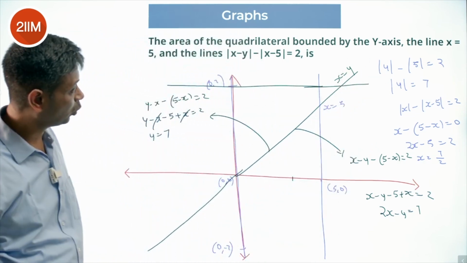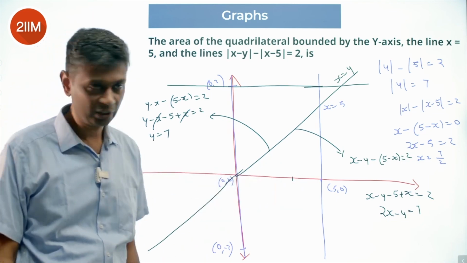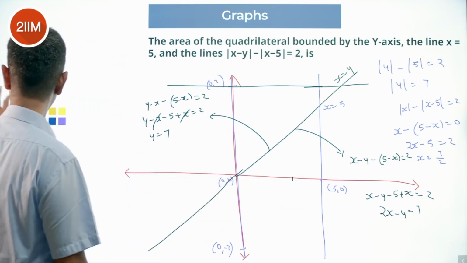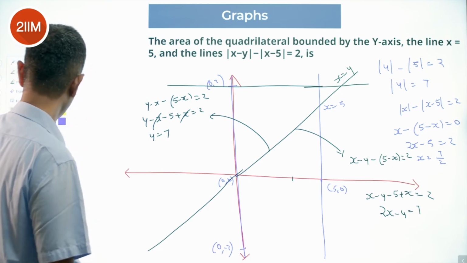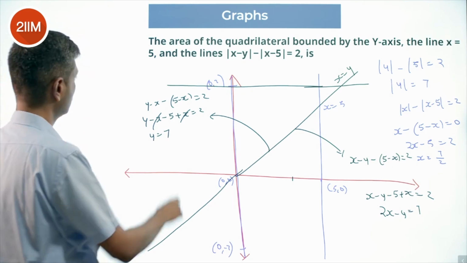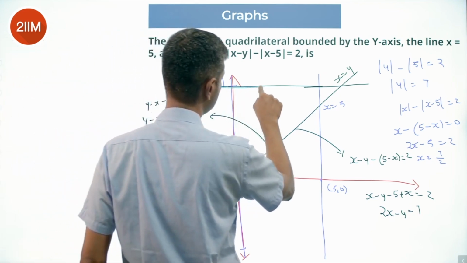Nice. This is y equal to 7. This is 2x minus y equal to 7. So 2x minus y equal to 7, I still have to draw. Y equal to 7, I'm going to put it in another nice color. I used red for the axis, this for this. This is y equal to 7.